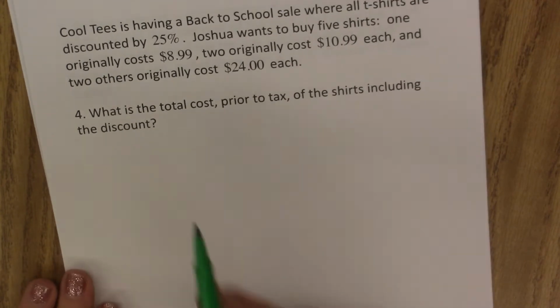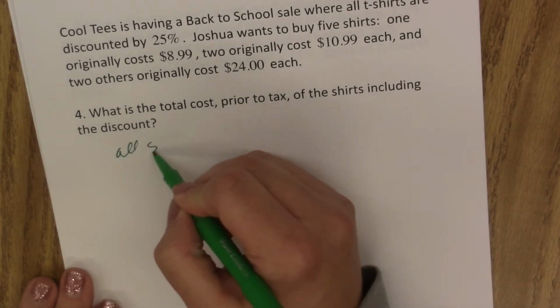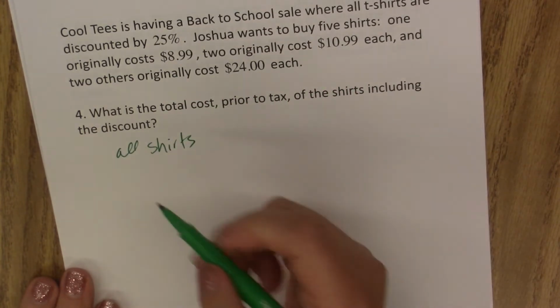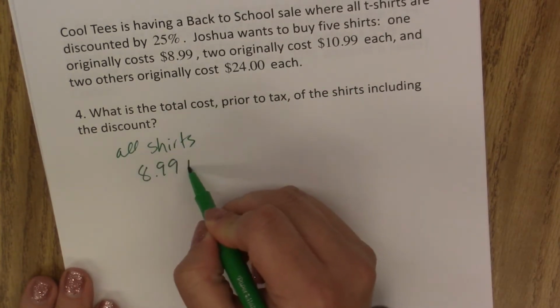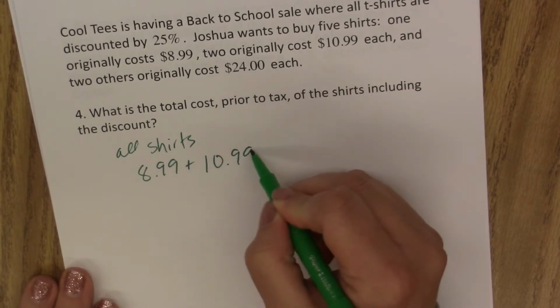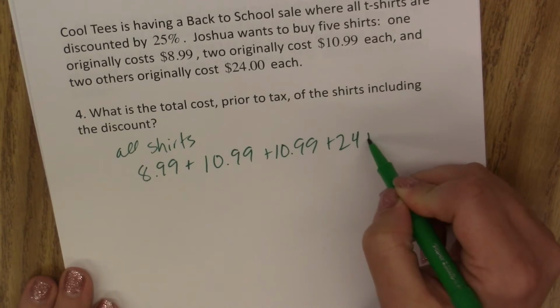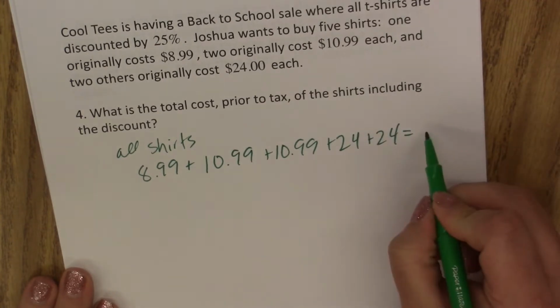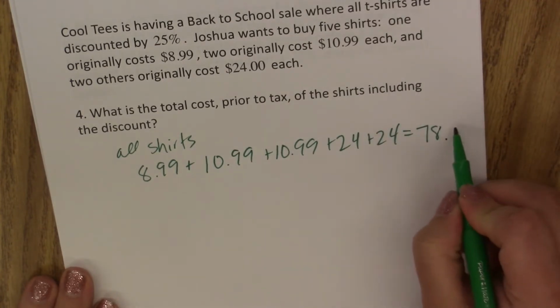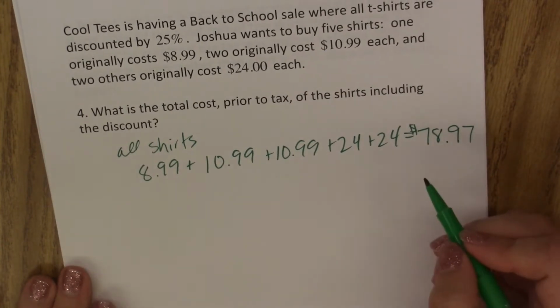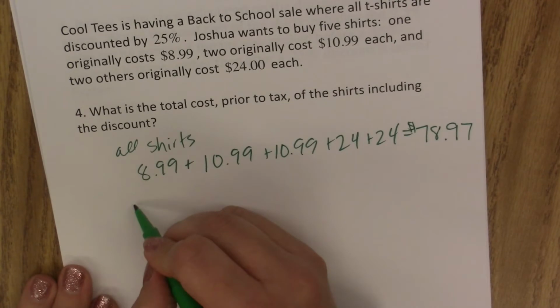All right, so the first thing I'm going to do is add up what all of these shirts would be total altogether. So we have an $8.99, we have 2 $10.99s, and we have 2 that are $24. So when I add all that up in my calculator, I get $78.97.